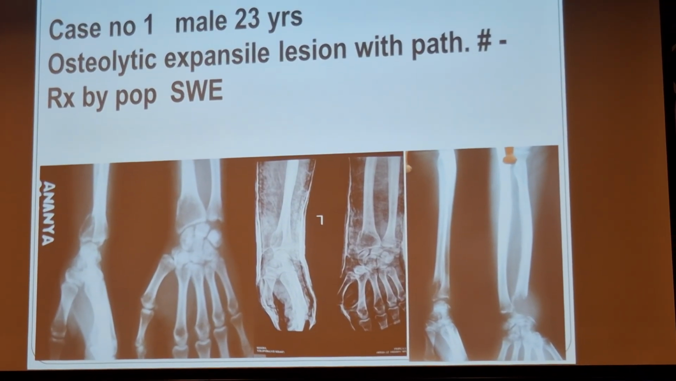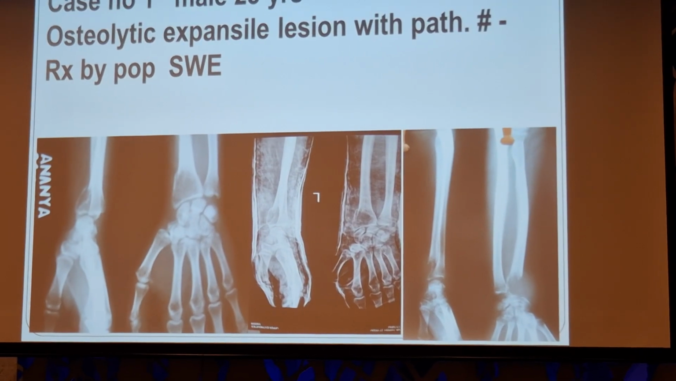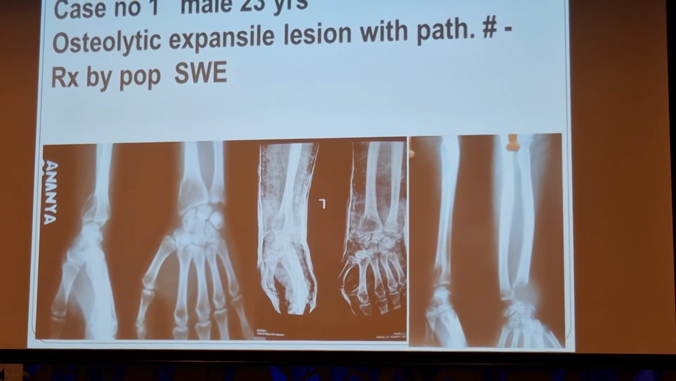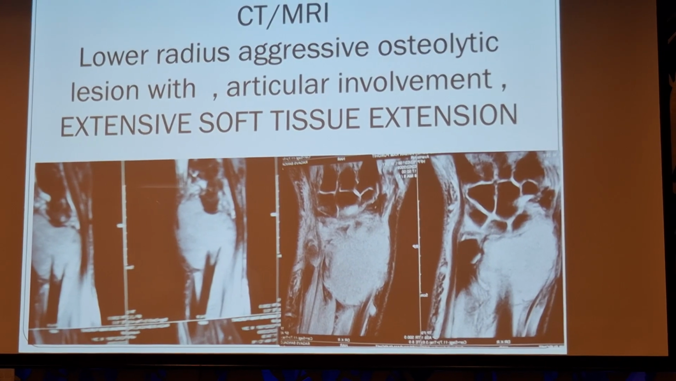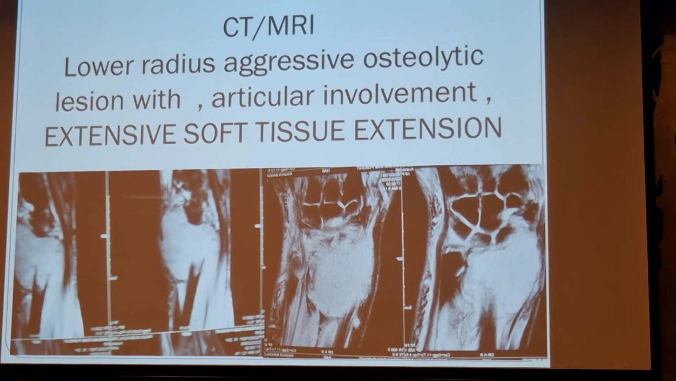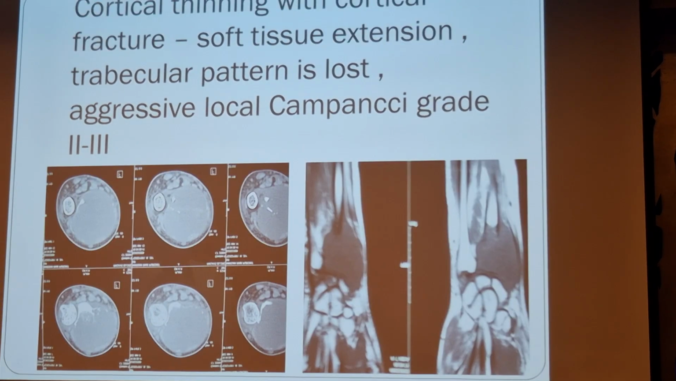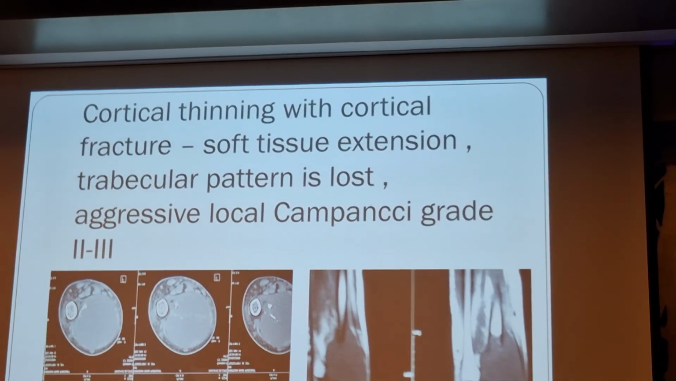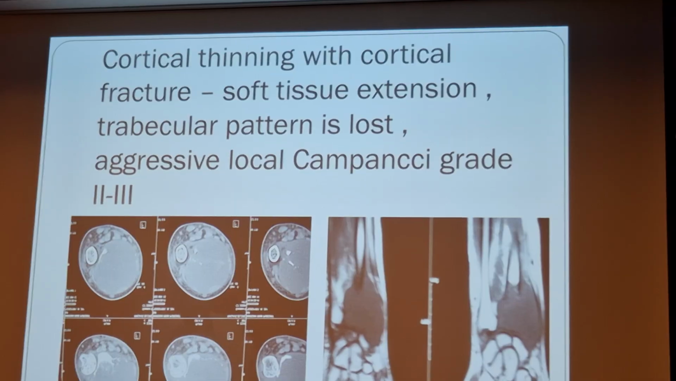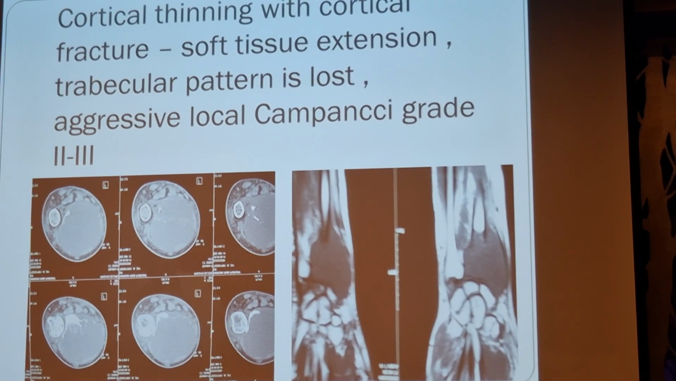This is the first case. We have a 23-year-old with an osteolytic expansile lesion with pathological fracture, treated by POP somewhere else for the fracture. On radiological investigation, it was found to be an aggressive osteolytic lesion with extensive soft tissue extension, articular involvement, cortical thinning and cortical fracture. The radiocarpal pattern was lost, and this aggressive local lesion was confirmed by biopsy.